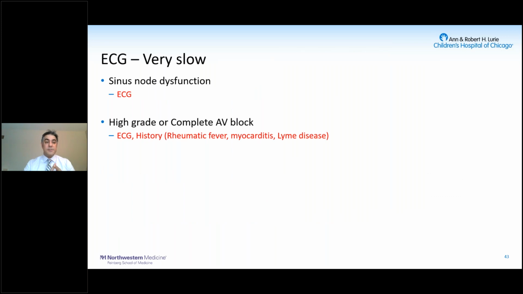So on the other aspect of very fast heart rates, we've discussed, if your heart rate is very slow, it's not going to provide enough cardiac output. Sinus node dysfunction in someone who has a structurally normal heart, I would say, is very rare. It's more for someone who has had cardiac surgery.